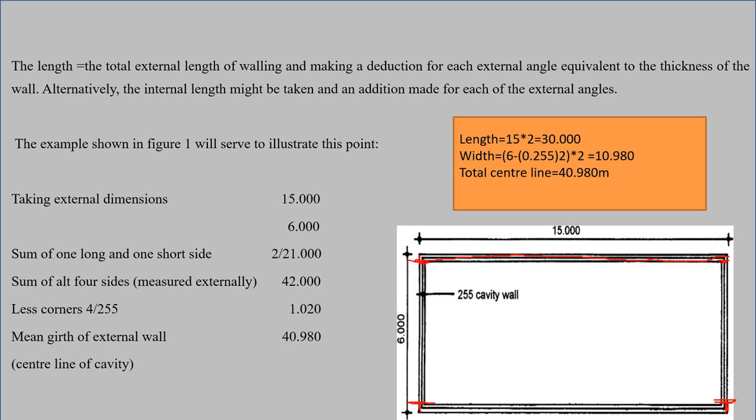So the total length shall be 15 times 2, which is 30. The width, we shall take 6 minus 0.255 on the upper side and 0.255 on the lower side. So we multiply by 2 to get 10.980. So the total center line shall be 40.980 meters. So you can see the answer is the same.